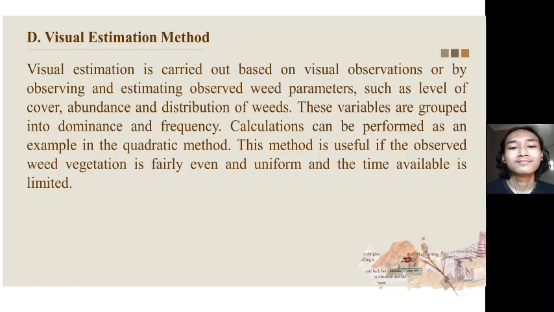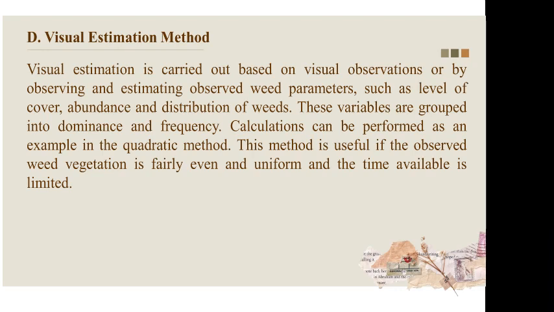D. Visual estimation method. Visual estimation is carried out based on visual observation, by observing and estimating the observed weeds with parameters such as level of cover, abundance and distribution of weeds. These variables are grouped in dominance and frequency. Calculation can be performed as an example in the quadrat method. This method is useful if the observed vegetation is fairly even and uniform and the time available is limited.